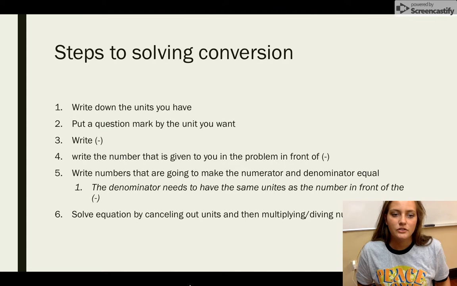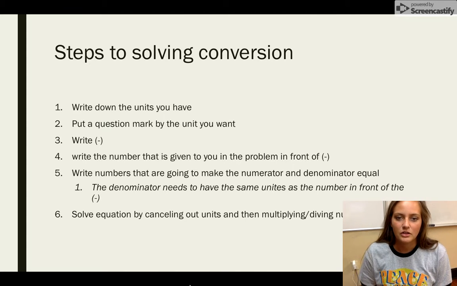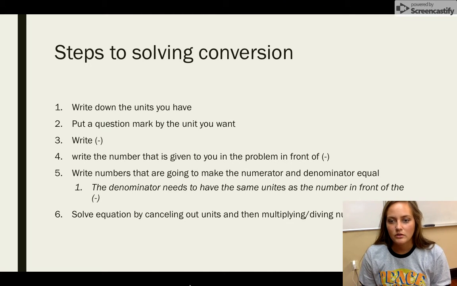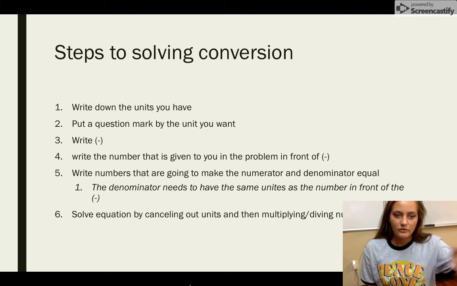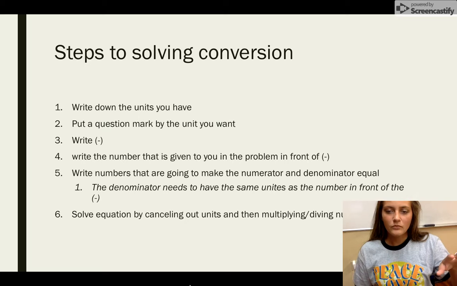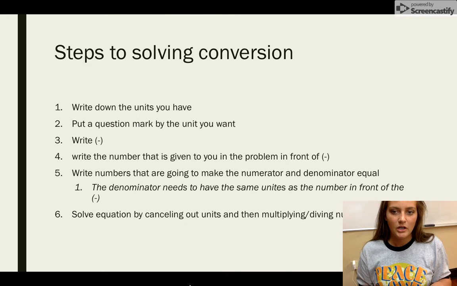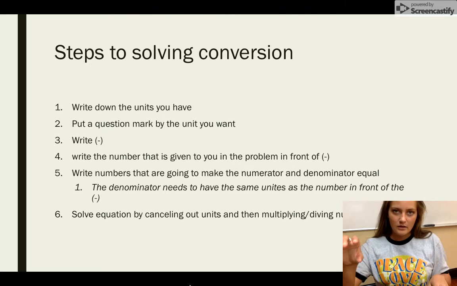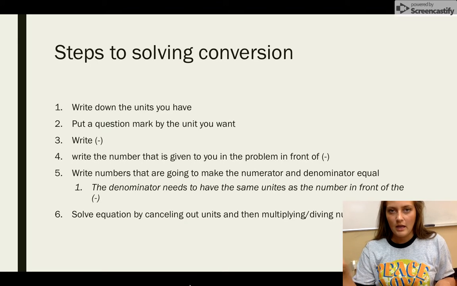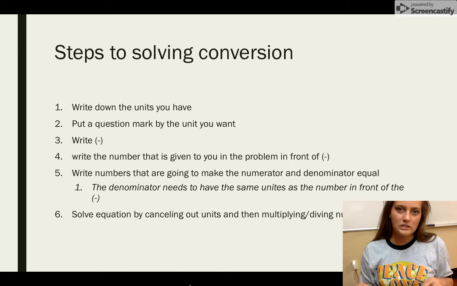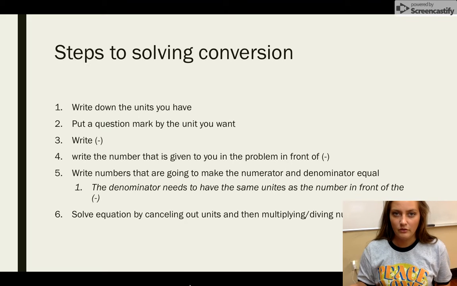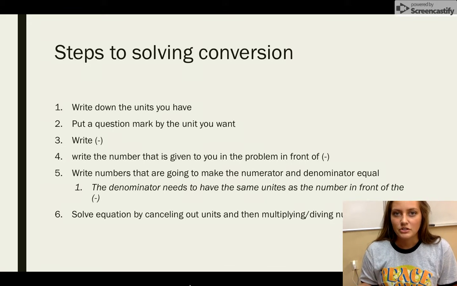And after you do that, you're going to write down the numbers that are going to make the numerator and the denominator equal. The denominator needs to have the same units as the number in front of the parentheses. So ours was 12 inches on the outside. And then on the inside of the parentheses, you're going to need to write feet on top as the numerator, and then inches on the bottom. And you do this so that in the end, the inches will cancel out with each other, and then you'll be left with feet, which is what the question is asking for.